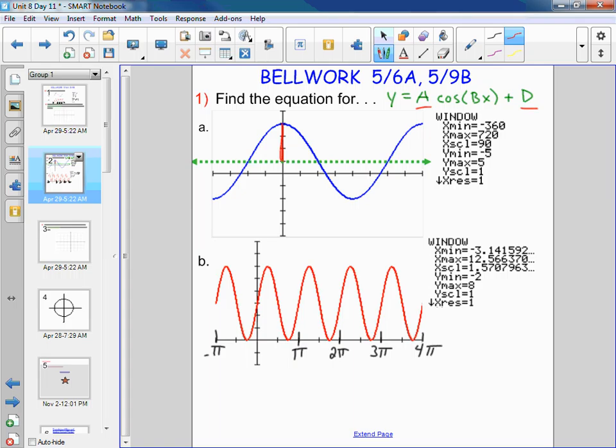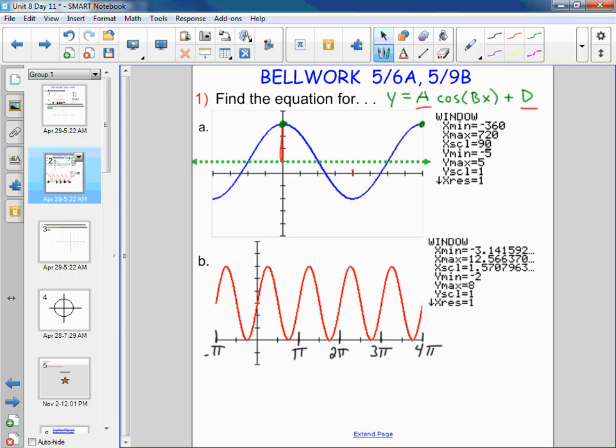To help with that, I can consider my window. My window, we were told, went from x min negative 360 to positive 720. So let's see how long it takes to get one full cycle in my cosine graph. I can do any key point and see how long it takes to get back to the same key point. I'm going to choose this maximum because that'll be easy to find the next maximum. That occurs in 720 degrees.